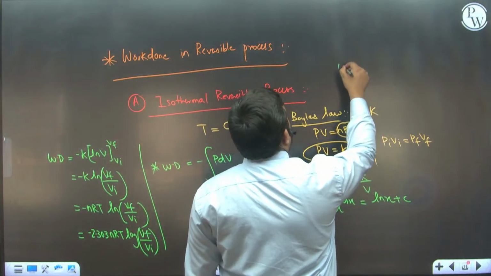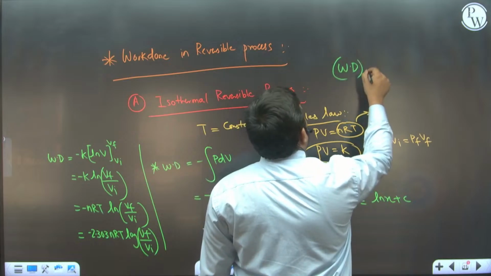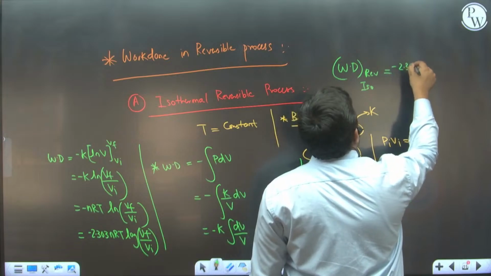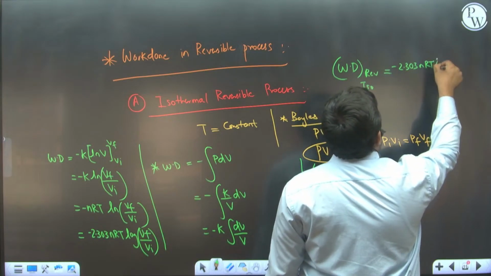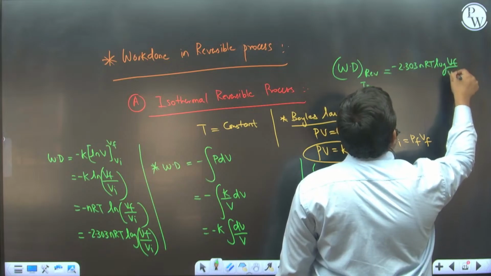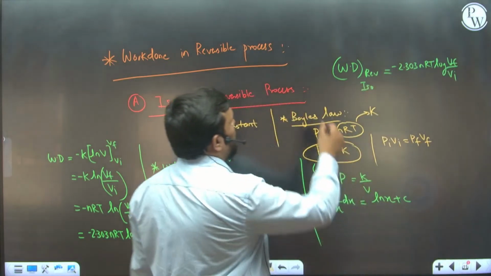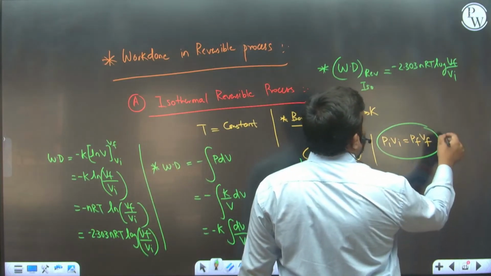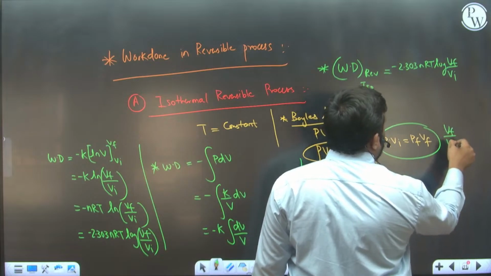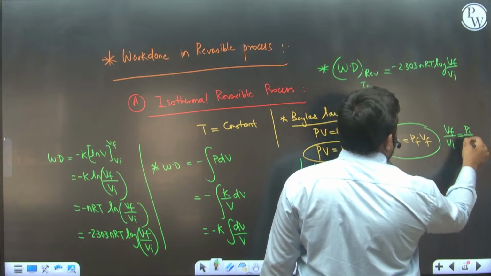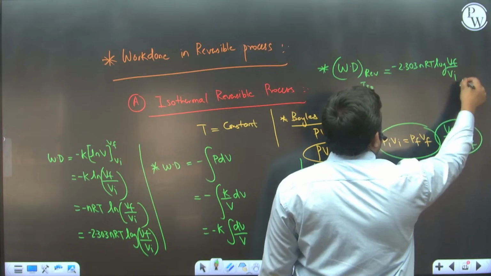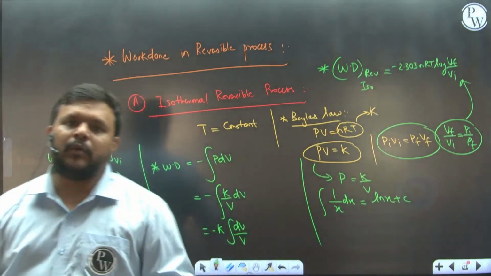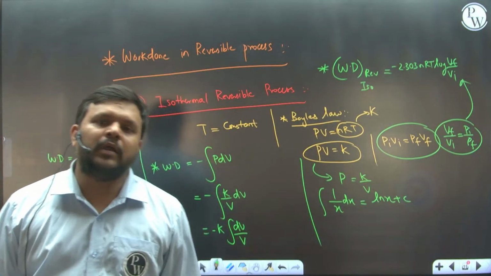So this is the work done we got in isothermal reversible process. What is the work done? Work done for reversible isothermal process is minus 2.303 nRT log of V final upon V initial. Of course, we can convert it into other forms also depending on the question. We can put that V final upon V initial is equal to P initial upon P final. If we are having the pressure values, not the volume values, instead of V final upon V initial, we can have P initial upon P final as well.